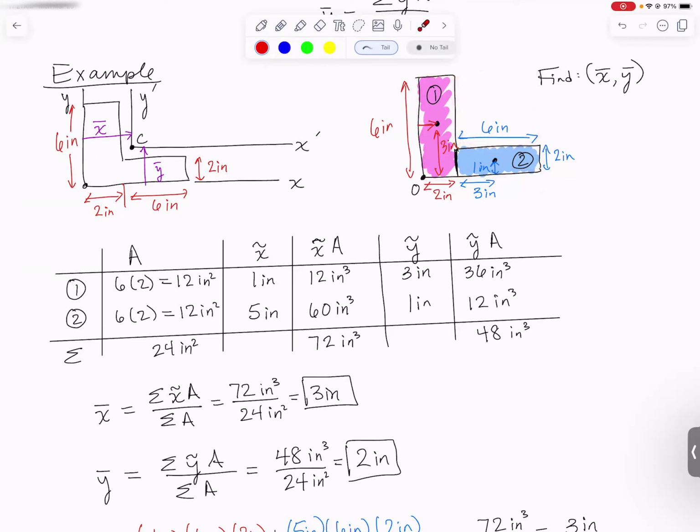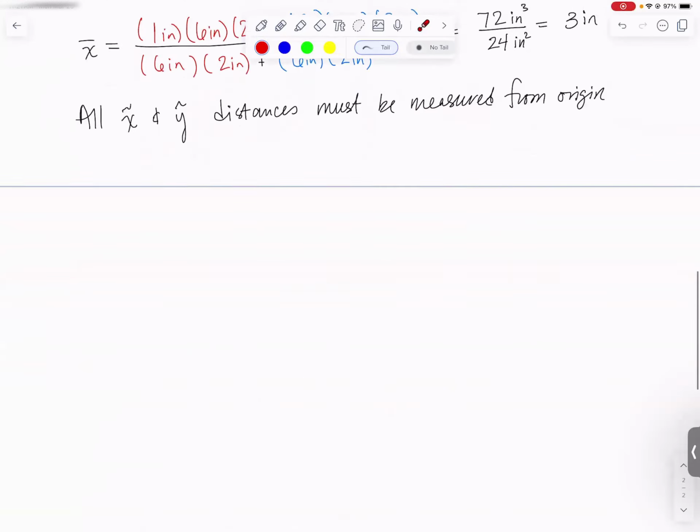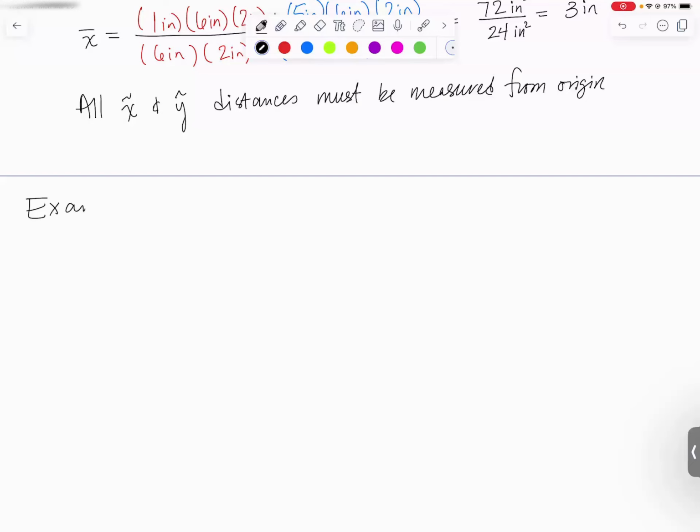You can use negative areas. It makes a whole lot of sense when you have like a big rectangle with a circular hole cut out of the middle of it. It's a lot easier to subtract a circle than to add up all of these pieces that are around a circle. All right, let's try another example.